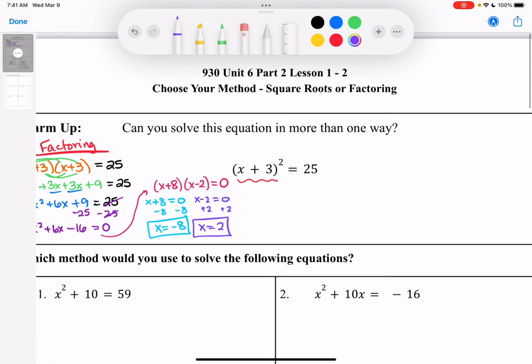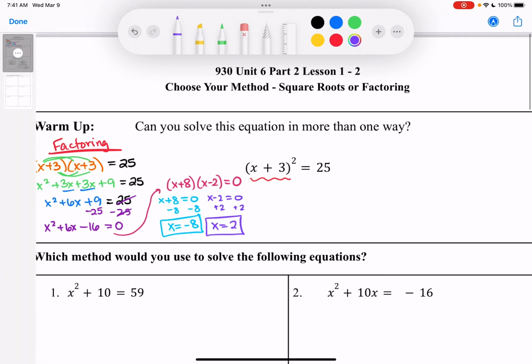But let's think about square roots. That was our other method of solving, with square roots. Now, if we remember, if I'm using a square root, I'm trying to get whatever is squared by itself. X plus 3 is in parentheses squared. That is by itself. So if I'm just going to copy that part right over here, I have x plus 3 squared equals 25. It's already by itself. So all I have to do is start first thing with taking the square root of both sides.